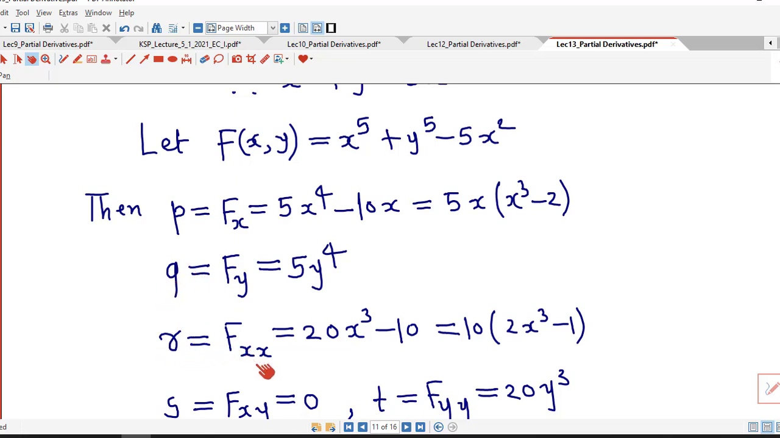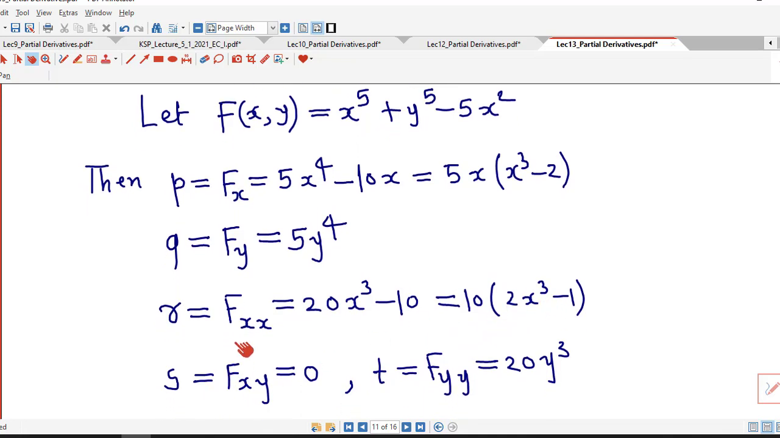The second order derivative with respect to x is nothing but the derivative of del f by del x with respect to x. So it is 5 into 4x cube, which is 20x cube minus 10, and this we can rewrite as 10 times 2x cube minus 1. s is the derivative of del f by del x with respect to y. There is no y in del f by del x, so the derivative is 0. t equals del square f by del y square, that is 5 into 4y cube, which is 20y cube.